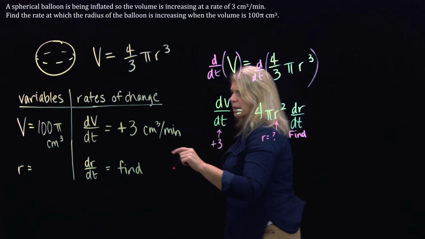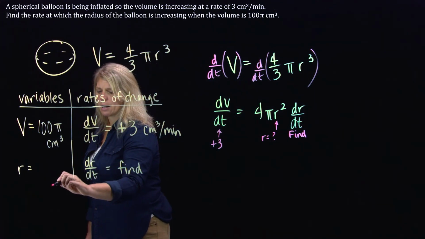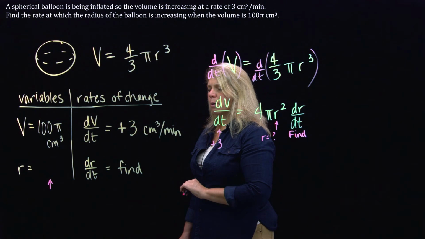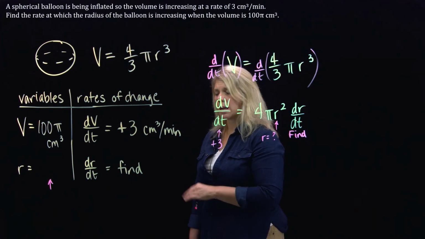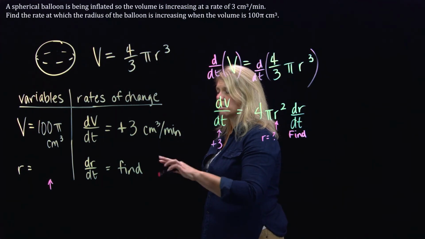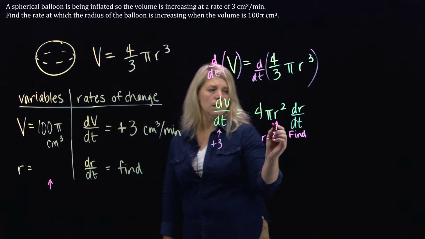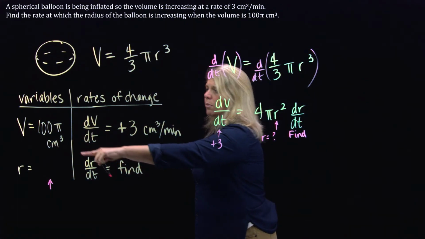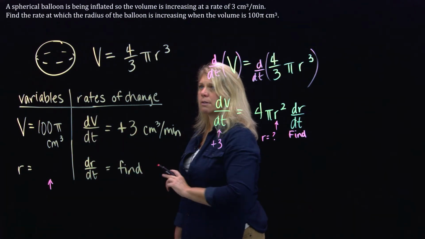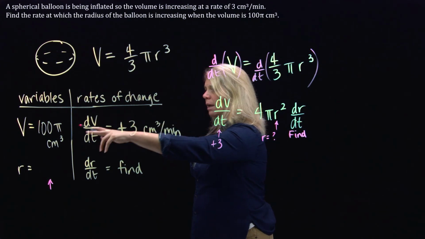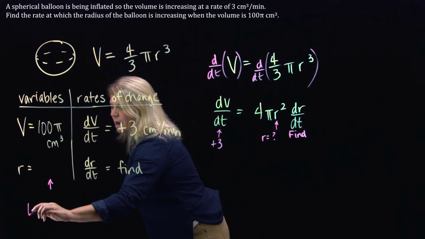So let me go back over here to my original setup. Sometimes you need to know all of the different variables and values for those and rates of change to start the problem, and sometimes you don't. So I wouldn't get worried about filling all of these in unless you're going to need them in the problem. In the last problem, we didn't need information about all of these to find those values. So we need to find r when V is 100 pi.